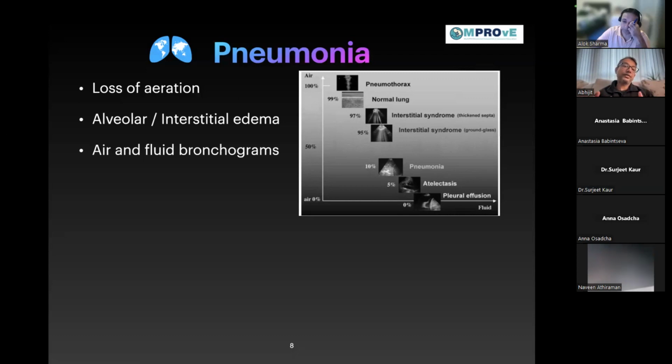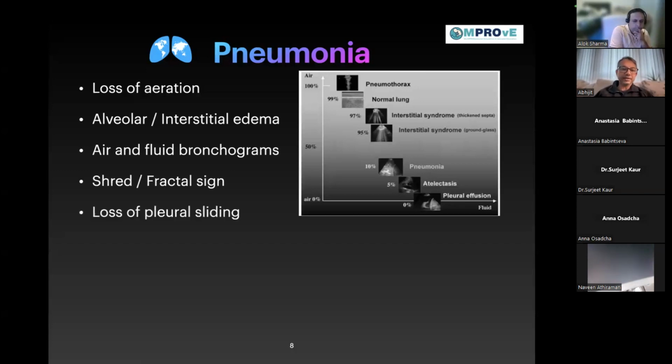So you will see a mixture of white and blackness in the lung. So air and fluid bronchograms, and you will understand more once you see that picture. Then there is something called a shred sign or a fractal sign, and we'll see what that means. Usually people confuse the shred sign or fractal sign as a disruption of the pleural line, but it is not. It is not the disruption of the pleural line, rather it's an irregular border of the consolidated area. Again, we will see that on the slide.